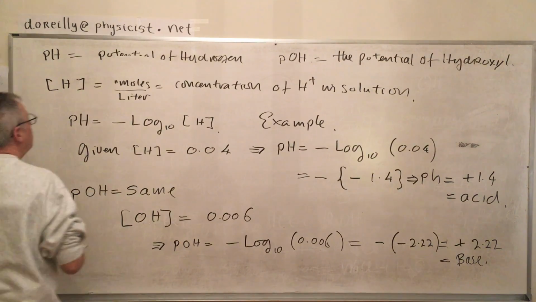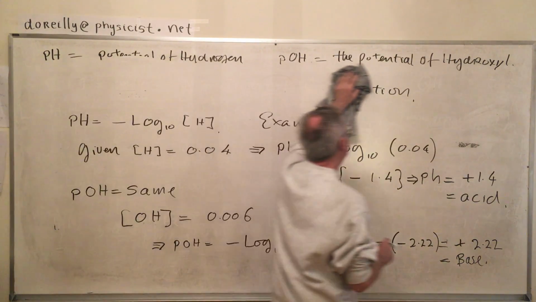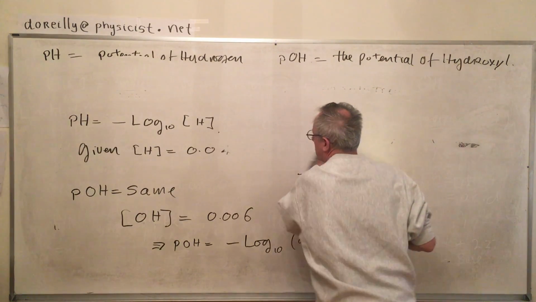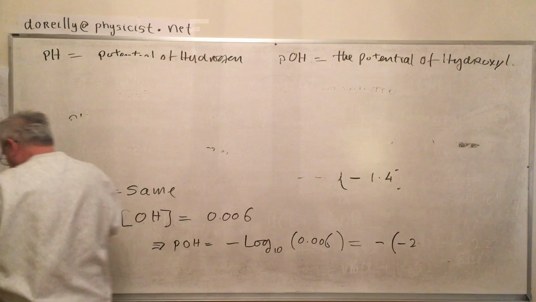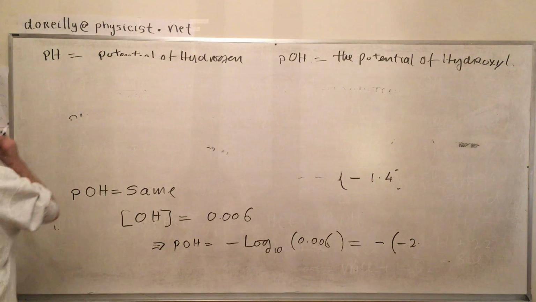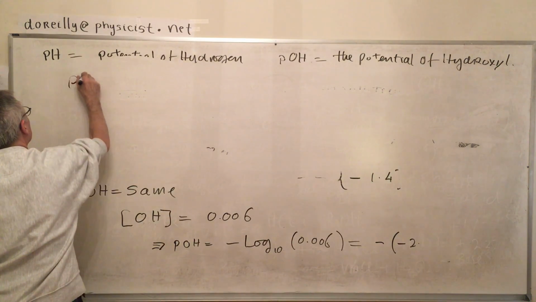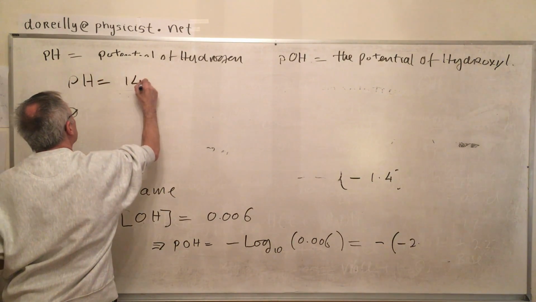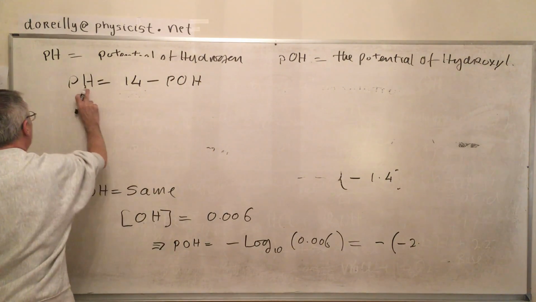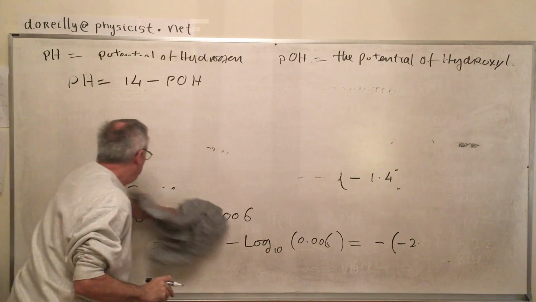Now we have a very important formula, because I'm going to do some examples. If you need the pOH, you could find the pH and vice versa.